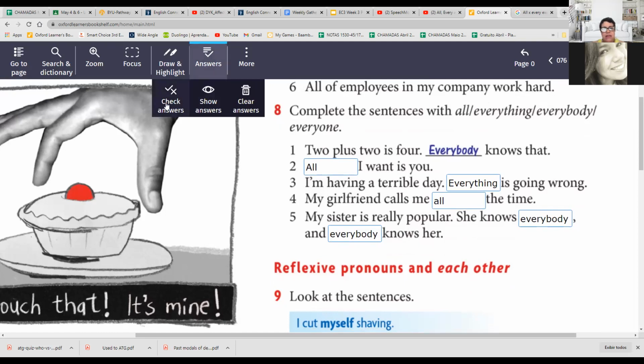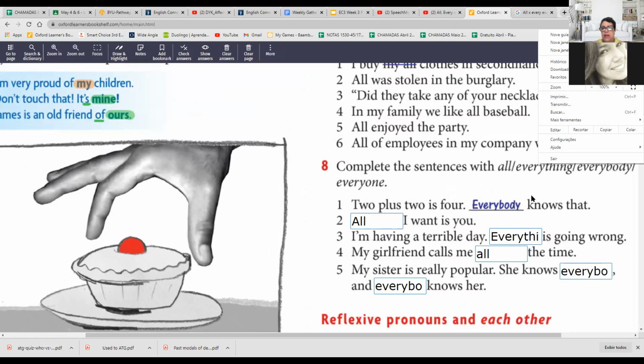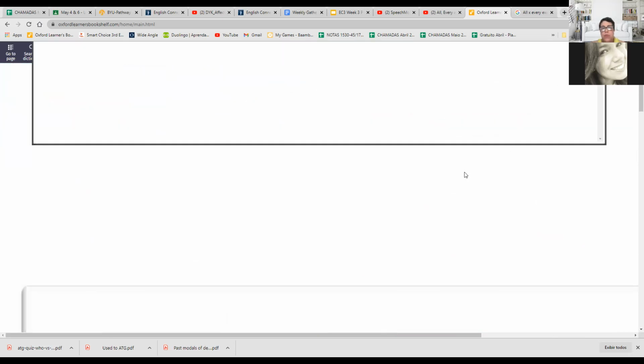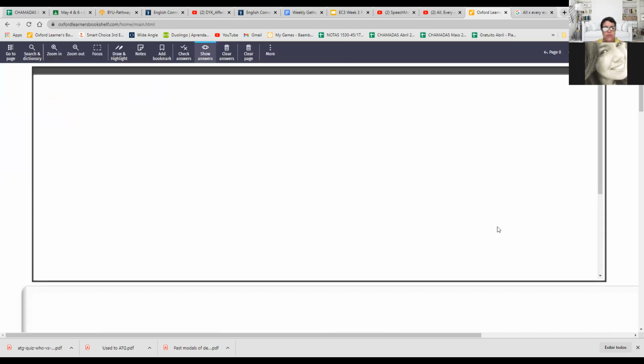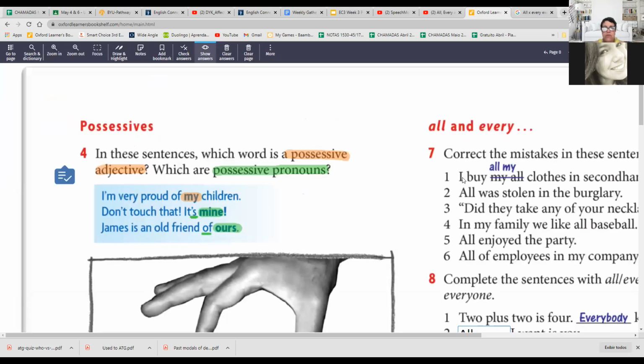So let's check. Oh, it's not checking. Oh my God. Just a second. So let me just minimize here because maybe there is something going wrong here. Right. Yes. So let's see. They will open an extra tab here to show us the answers. Okay. Let's see. Look, Larissa, can you see that? Yeah. So the first one, all, then everything. Number 3, all, and then everybody, everybody. Okay? That's the best answer.